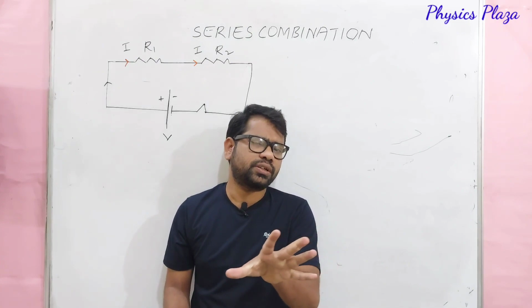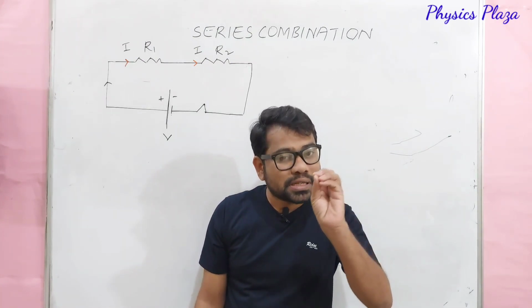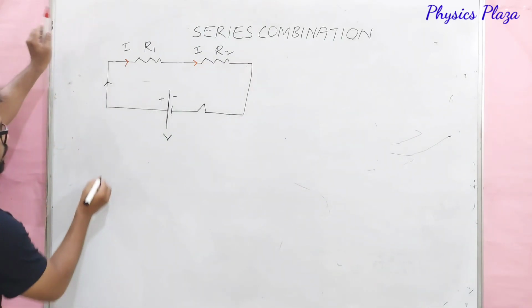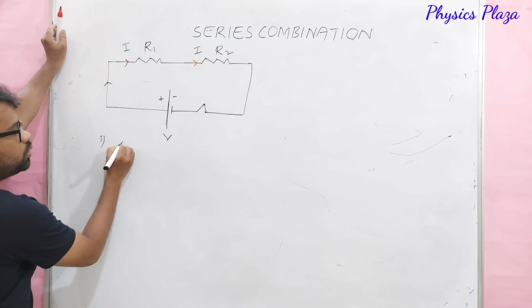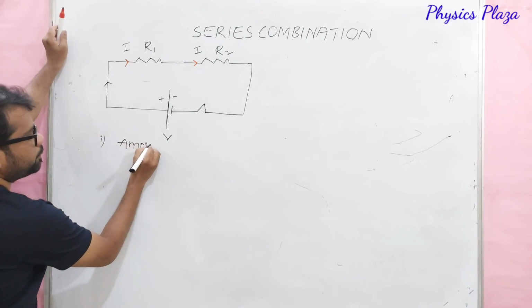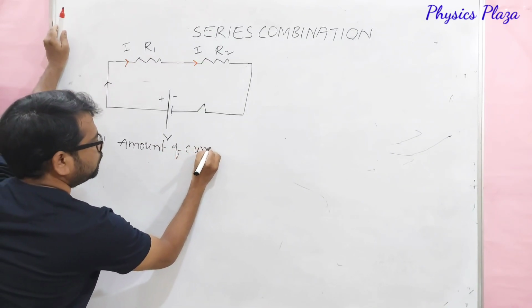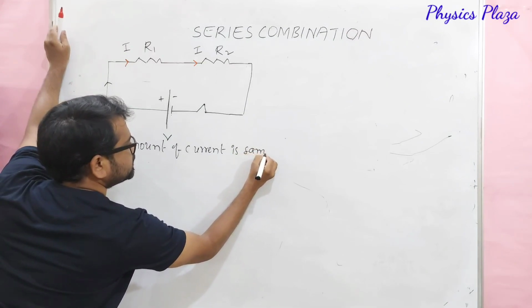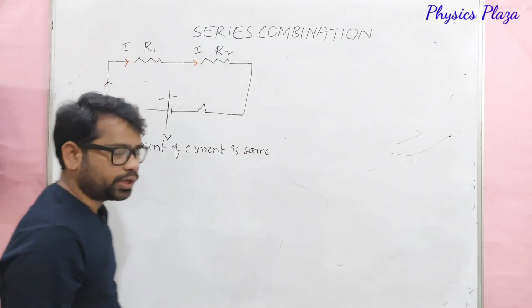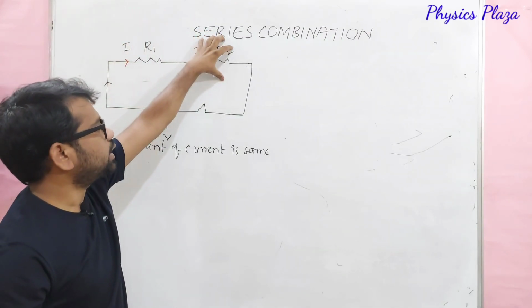So the first condition in a series combination is what, dear children? The amount of current must be the same. It's very important. First point, dear children: the first point in a series connection is that the amount of current is the same among all resistors. Very important. Here through this the current is I only, through this the current is I only.